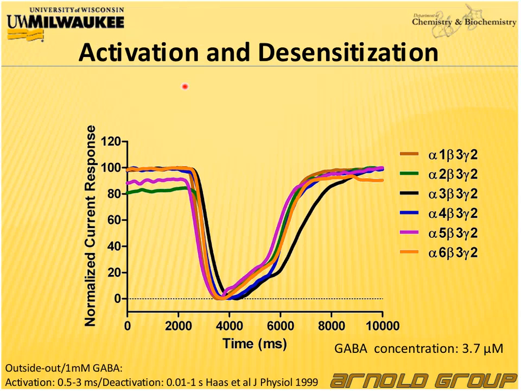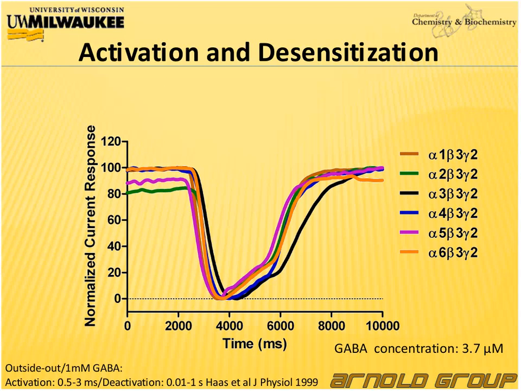So now I want to switch gears and talk a little bit about the kinetics. What I show you here is the normalized current response in relationship to the time at a GABA concentration of 3.7 micromolar. I just overlaid here the sweeps for the GABA-A receptors bearing different alpha subunits. And what you can see is that most of them are overlaying very well, except the alpha-3 beta-3 gamma-2 containing GABA-A receptor.